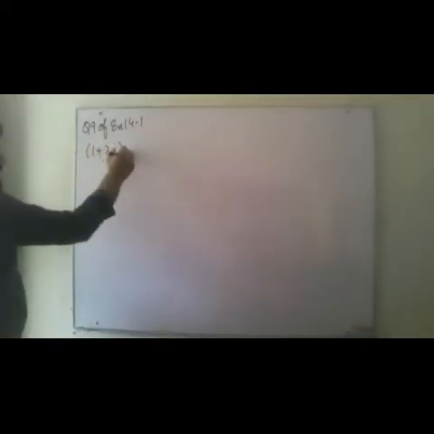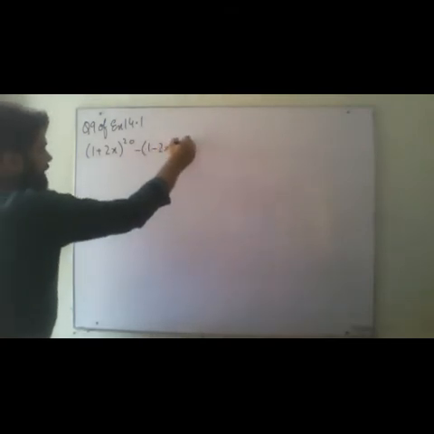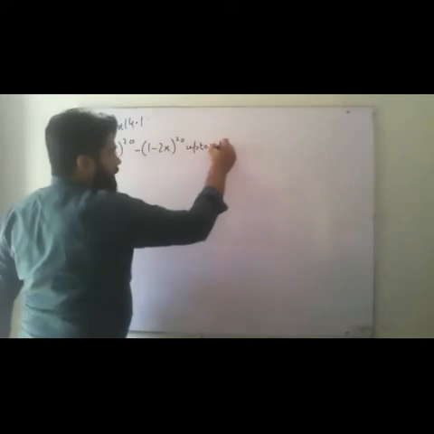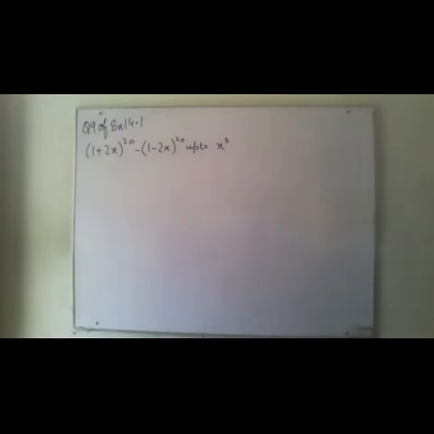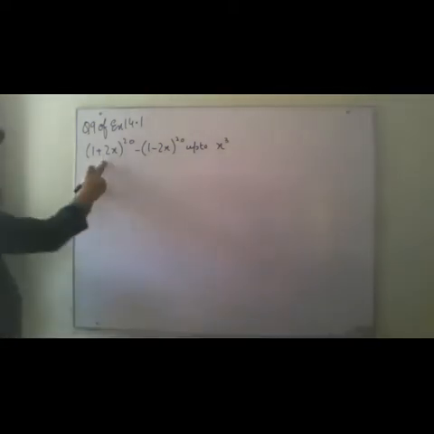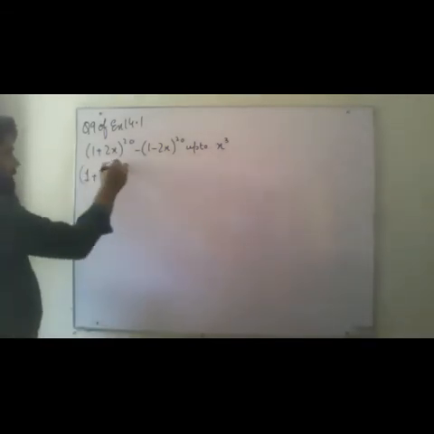Okay, question number 9 of exercise 14.1. First of all, they are telling me that I have to expand 1 plus 2x whole power 20 minus 1 minus 2x whole power 20 up to the x cube term, not more than that. So how will I start? First of all, I will work with 1 plus 2x whole power 20.